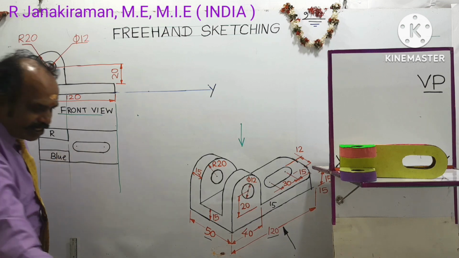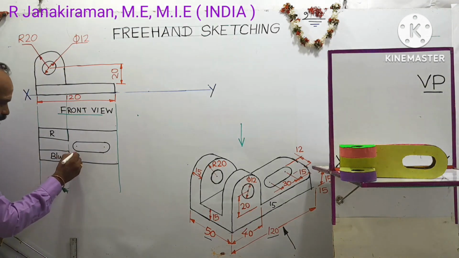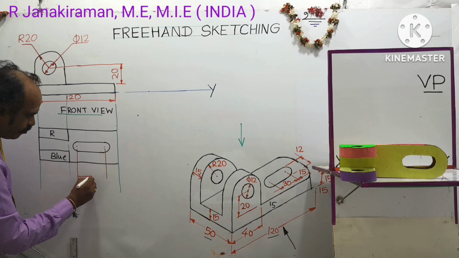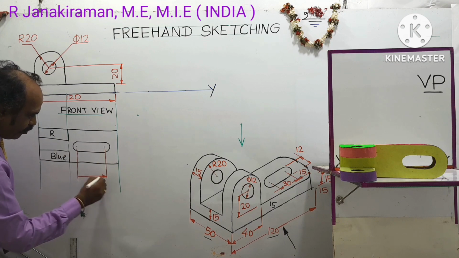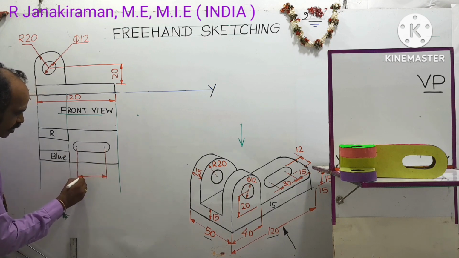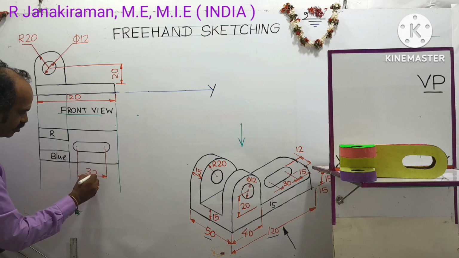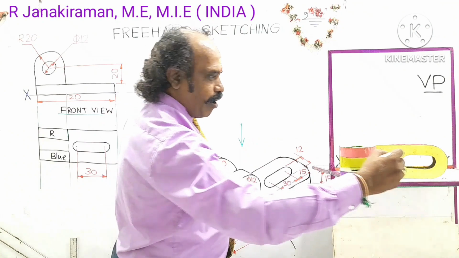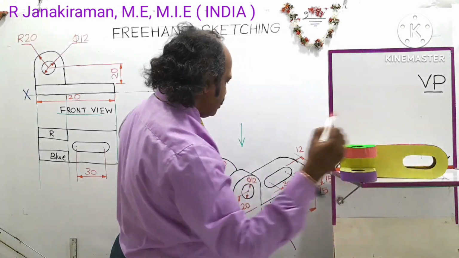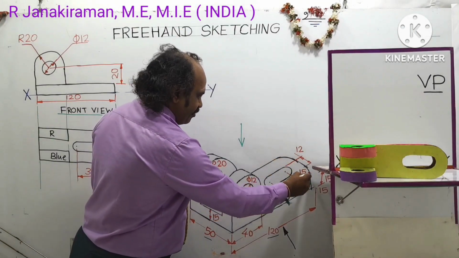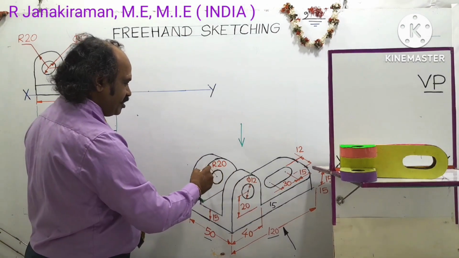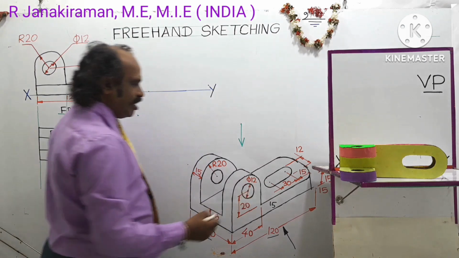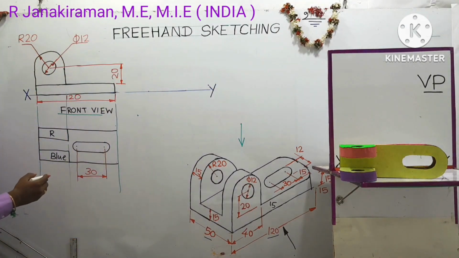Draw extension line and draw dimension line. Put arrowheads, shade it. The distance is given as 30. On the right side end of this top view, there is one curvature. This curvature size is not given in the diagram. You can take it the same as R20. This curvature and the base edge curvature will be the same. By assumption, we are taking 20 mm.